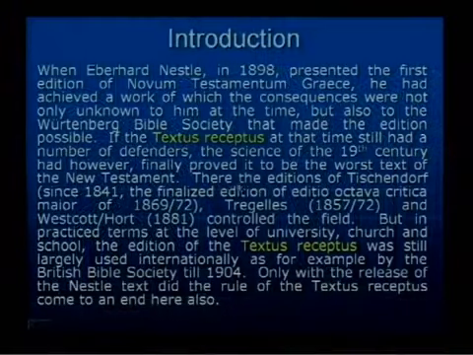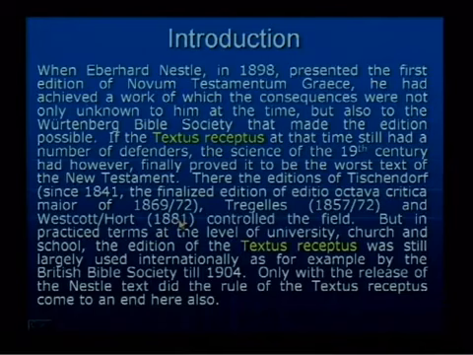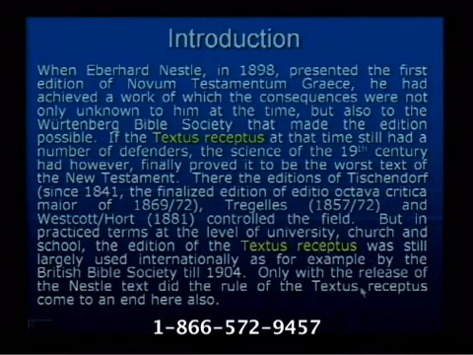There, the editions of Tischendorf, that's the man who discovered that piece of rubbish in a wastepaper basket, on which all the modern Bibles are based, since 1841, and Westcott and Hort in 1881, controlled the field. But in practical terms, at the level of the university, church, school, the edition of the Textus Receptus was still largely used internationally, as for example by the British Bible Society until 1904. Irrespective of the changes, the British didn't change that easily. Only with the release of the Nestle text did the rule of the Textus Receptus come to an end here also. Much rejoicing in Roman Catholic circles, they'd finally managed to destroy the Textus Receptus.